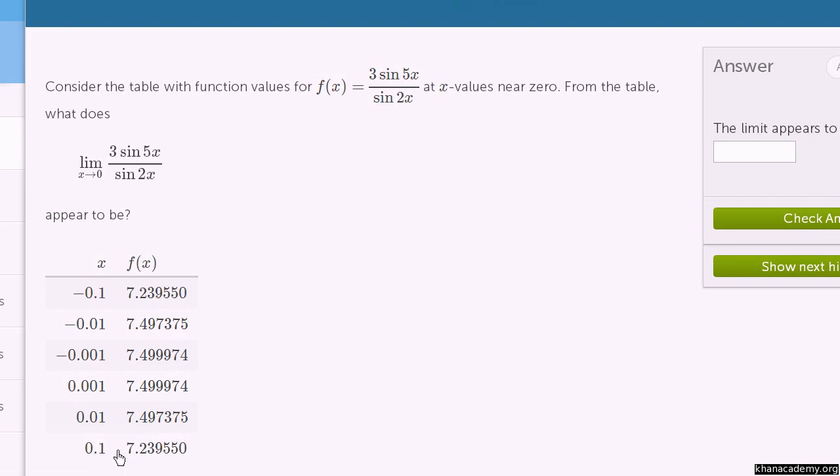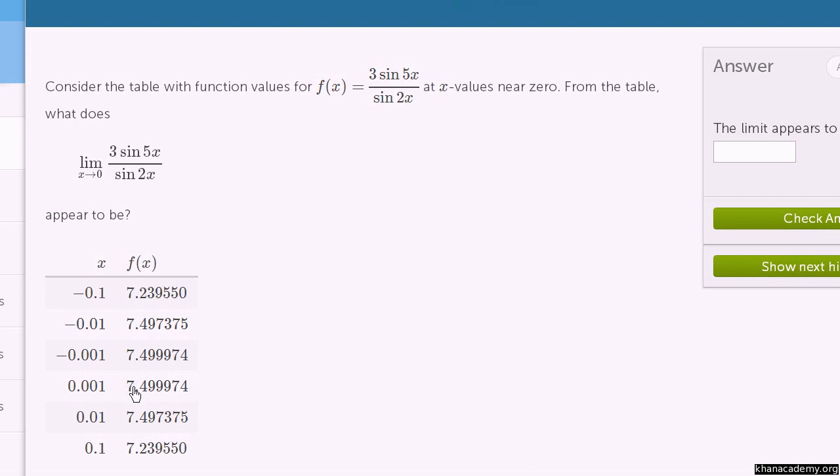When x is 0.1, it's 7.239550, actually the same as this value right over here. When it's 0.01, it's 7.497375, actually the same values here. And once again, when we're at 0.001, so we're approaching from above, from values greater than 0, it's 7.499974. So this is an interesting thing.